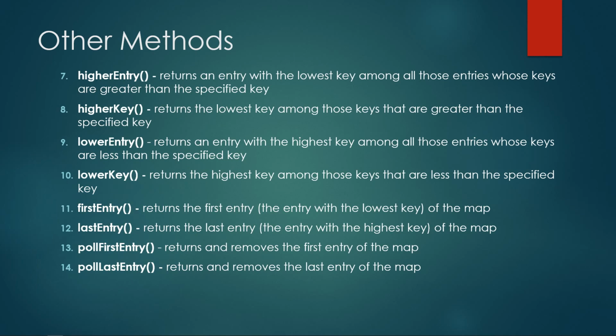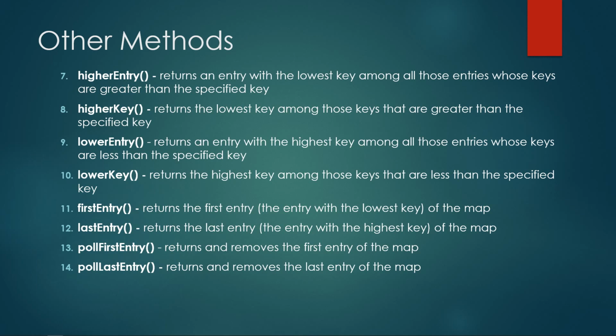Moving on, we have the higher entry method. This returns an entry with the lowest key among all those entries whose keys are greater than the specified key. Next we have the higher key method. This returns the lowest key among those keys that are greater than the specified key. Then the lower entry method. This returns an entry with the highest key among all those entries whose keys are less than the specified key. Lower key method. This returns the highest key among those keys that are less than the specified key.